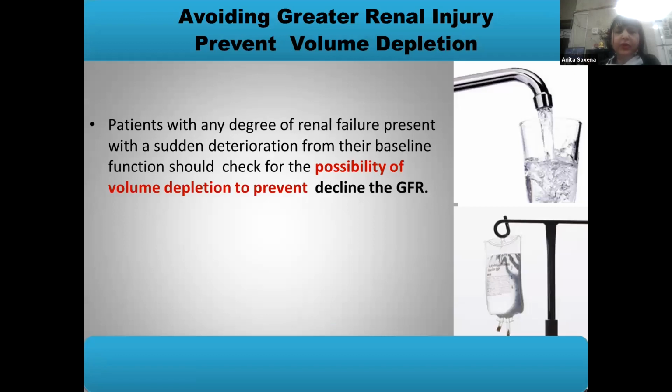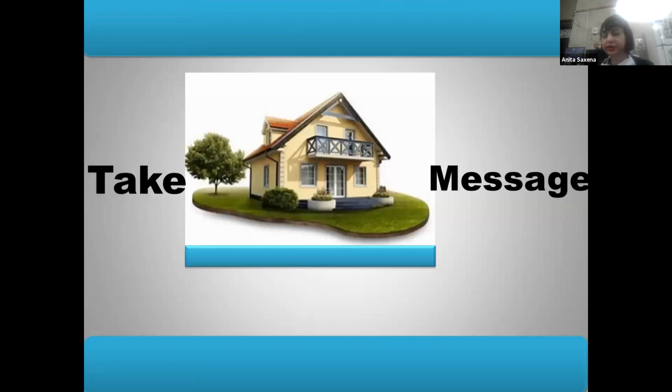And lastly, avoid greater injury to the patients by preventing volume depletion. Patients with any degree of renal failure presenting with a sudden deterioration from their baseline function should be checked for the possibility of volume depletion to prevent a decline in GFR.